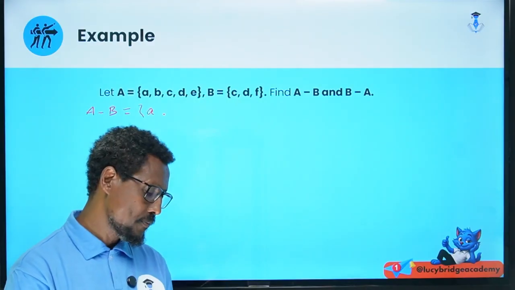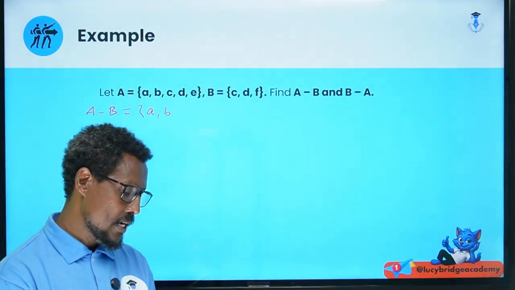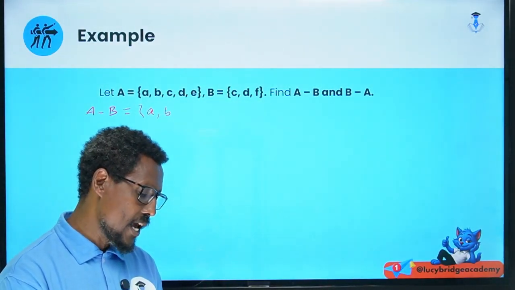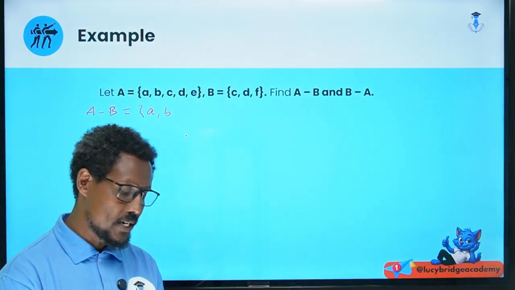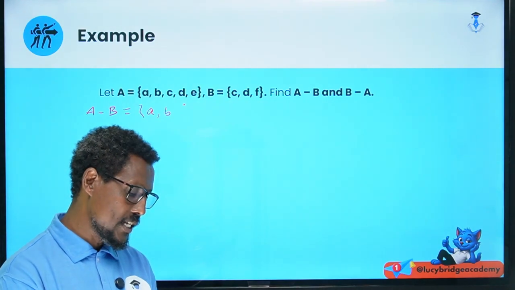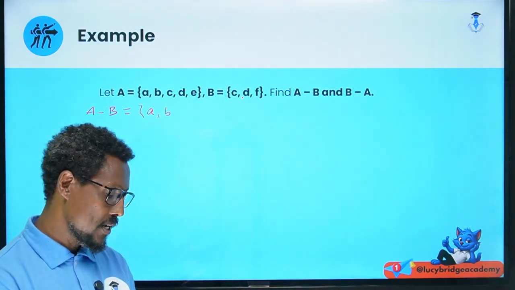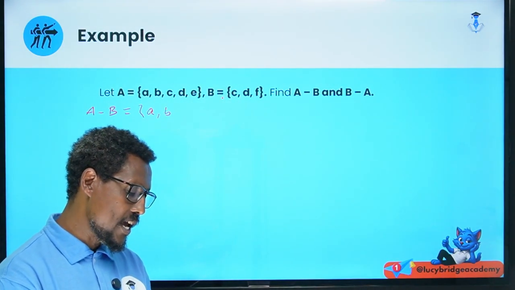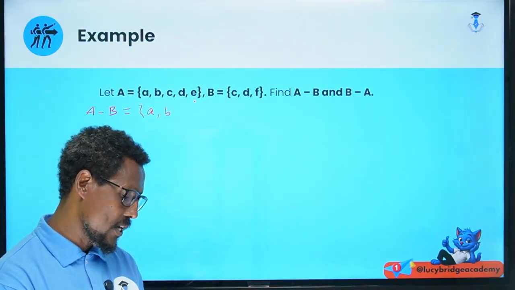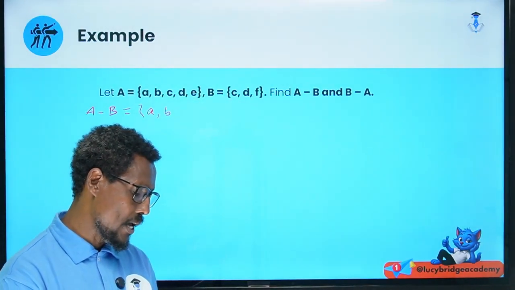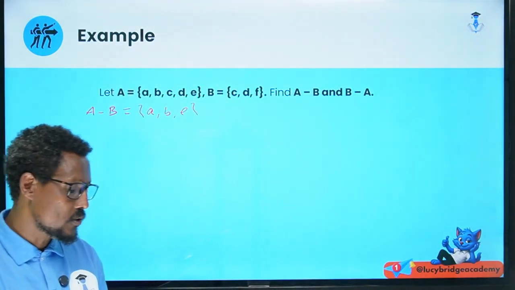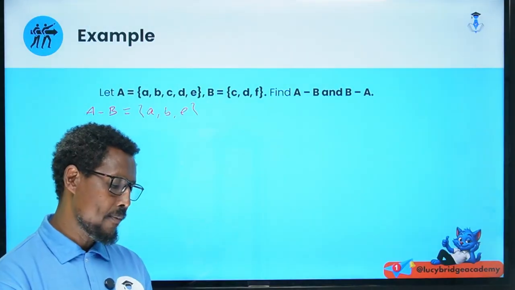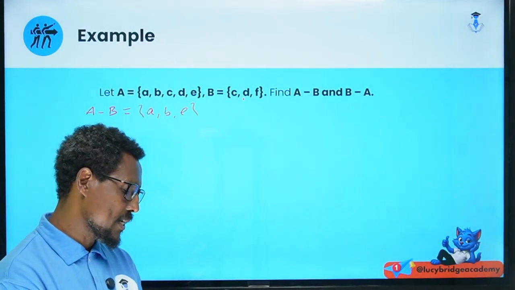The third one, C. C is in A, again C is in B. C cannot be the elements of A minus B. D is in A, D is in B. Again E is in A, E is not in B, so E is our element. Therefore A, B, E are elements only in A, not in B. Therefore A minus B.